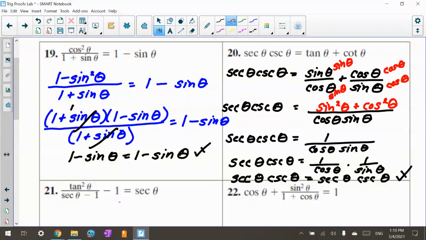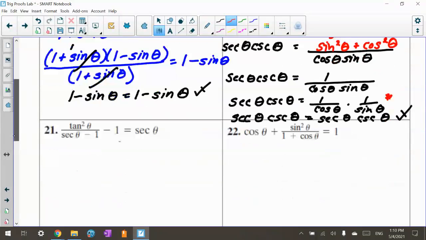So here's our little math trick, right here is splitting up the fraction so I could write it into two different trig functions. All right, the next one I'm going to do is number 21.